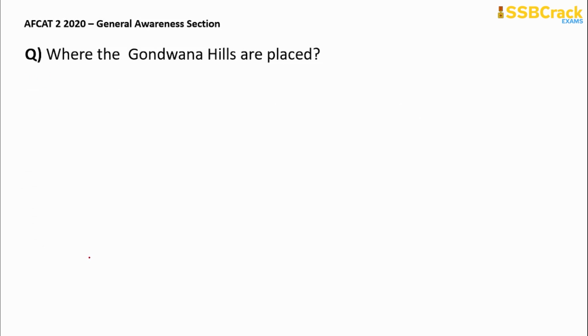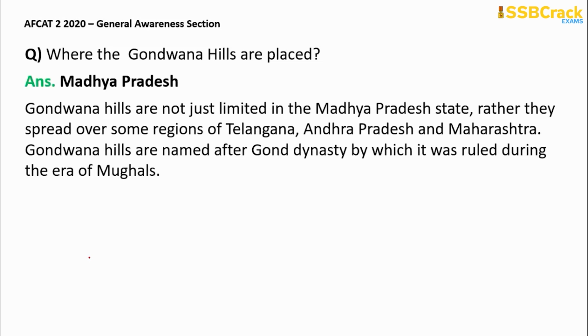Next question, where were the Gondwana hills placed? Again, a question from geography. So Gondwana hills are placed in Madhya Pradesh, but not only Madhya Pradesh. The area is not just limited to Madhya Pradesh, rather they are spread over the region of Telangana, Andhra Pradesh, Maharashtra. Gondwana hills are named after the Gond dynasty, which ruled during the era of the Mughals.